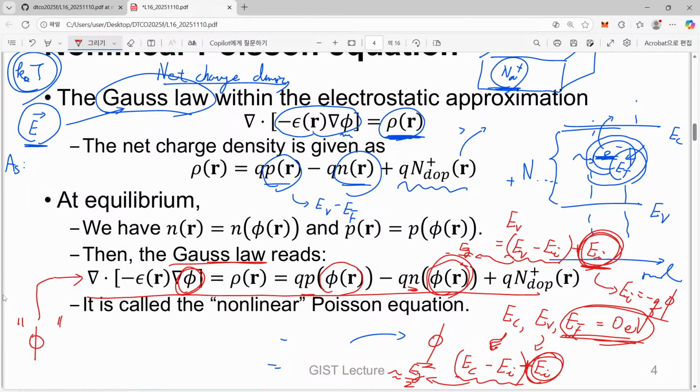as an unknown variable, and that is a non-linear equation for our phi. Therefore, it is called the non-linear Poisson equation. Simply speaking, when I say the non-linear Poisson equation, it is nothing but Gauss law. However, not the general Gauss law, but the Gauss law which is suitable only for equilibrium cases. That is the nonlinear Poisson equation.